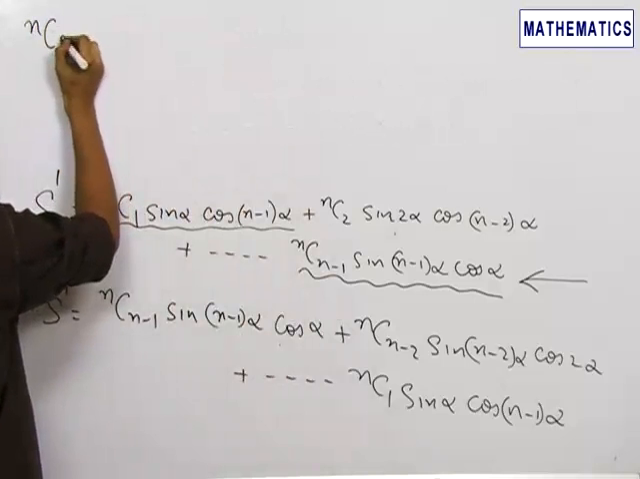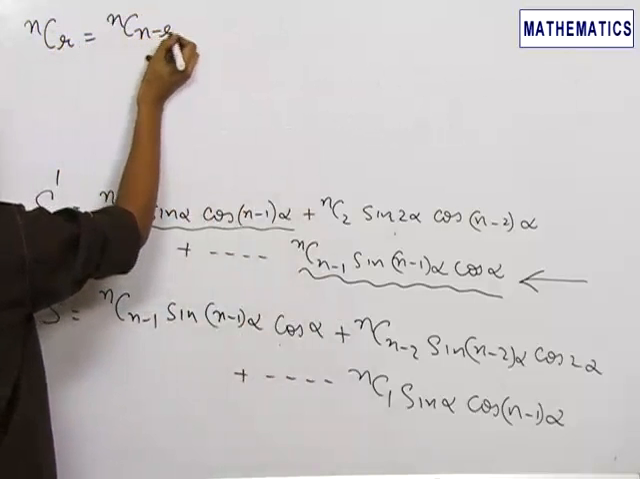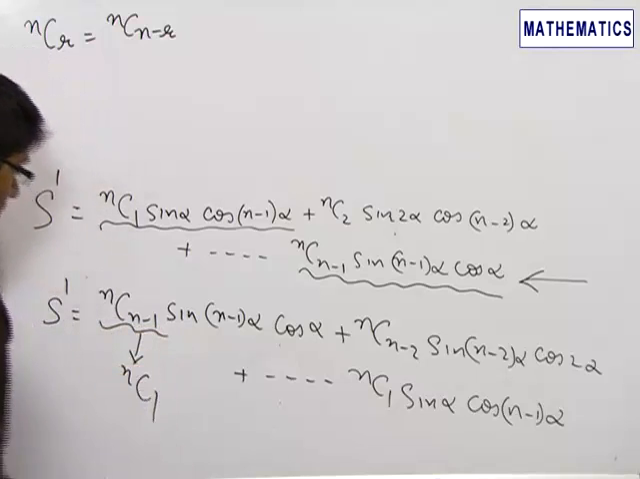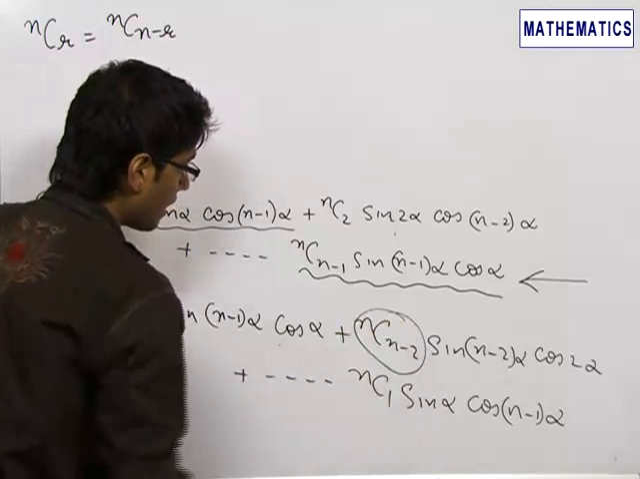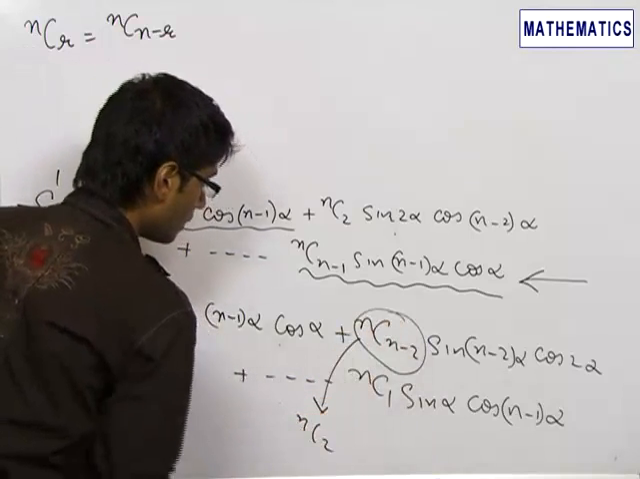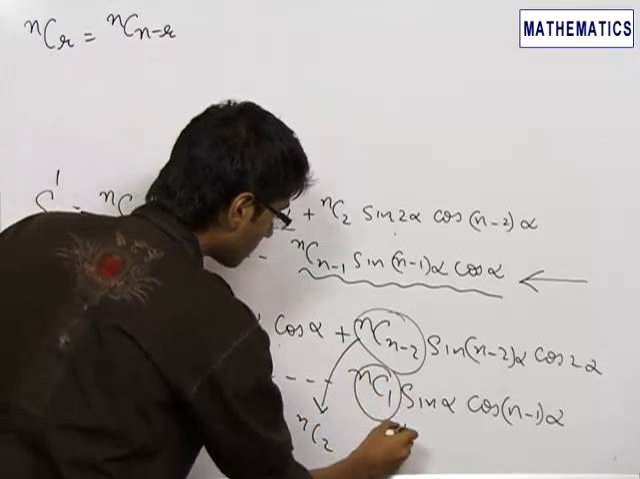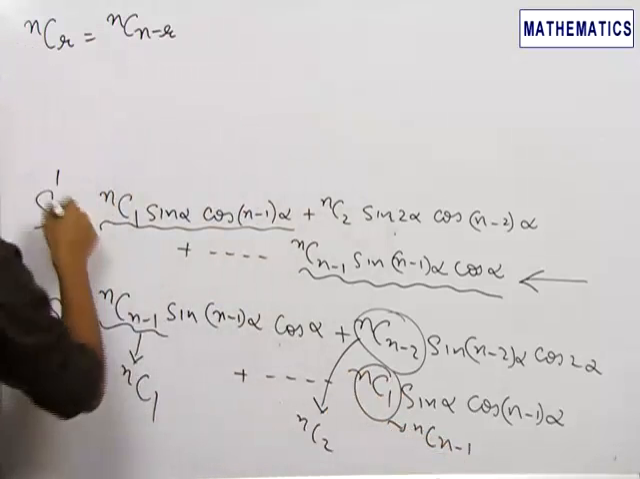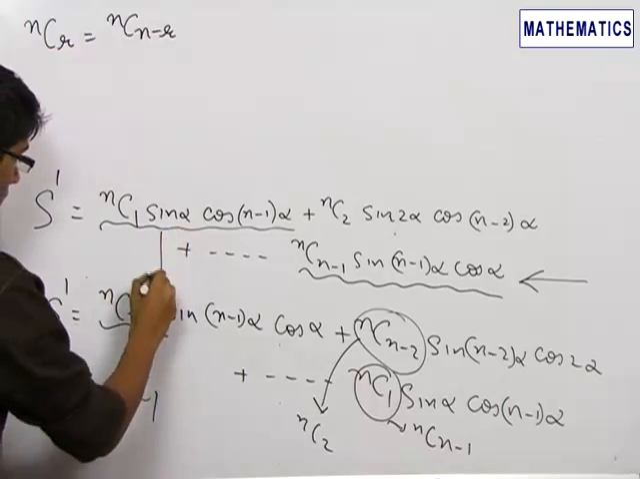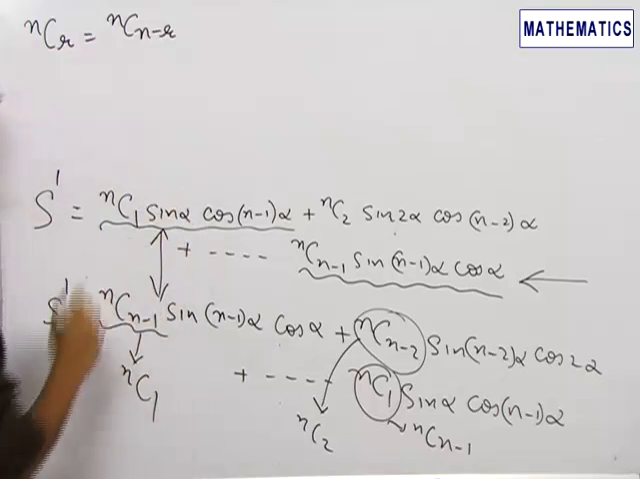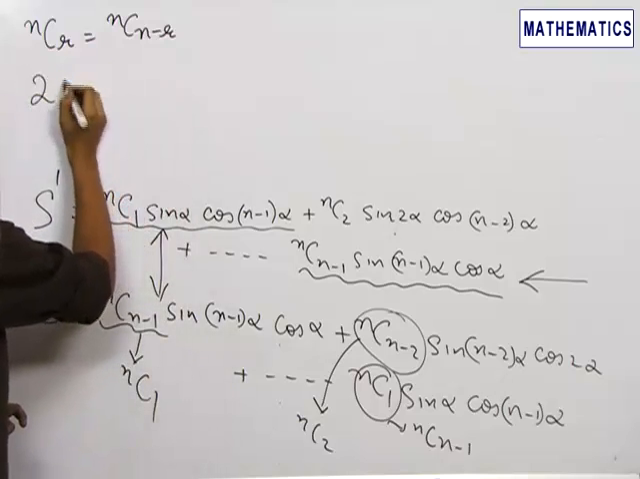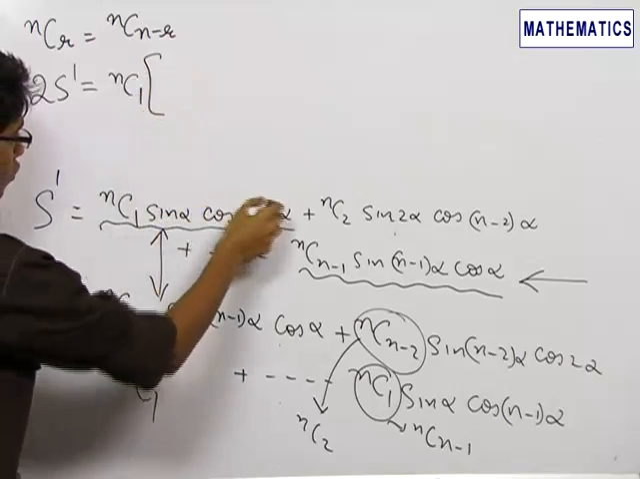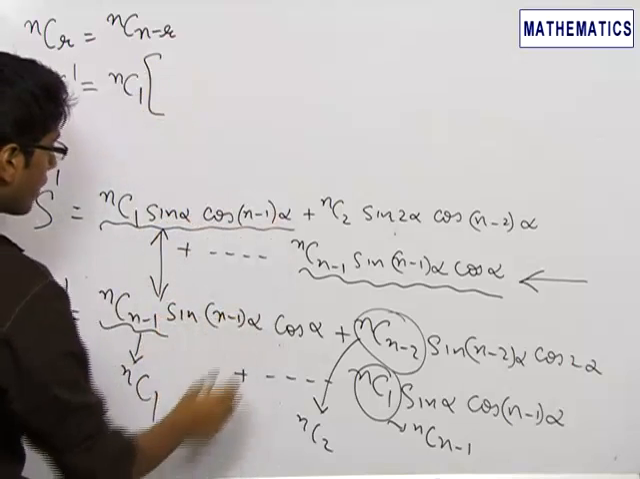Now we know that NCr is equal to NCn minus r. So we can write this NCn minus 1 as NC1, this NCn minus 2 as NC2, and this NC1 as NCn minus 1. Now we add both the two expressions vertically, one term with the other, to get 2S dash is equal to NC1 times sin alpha into cos n minus 1 alpha plus sin n minus 1 alpha into cos alpha.